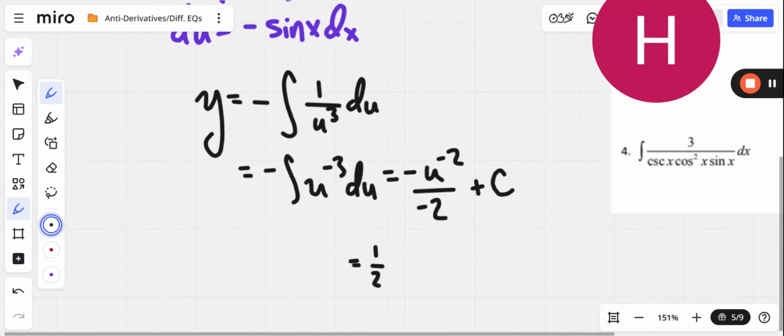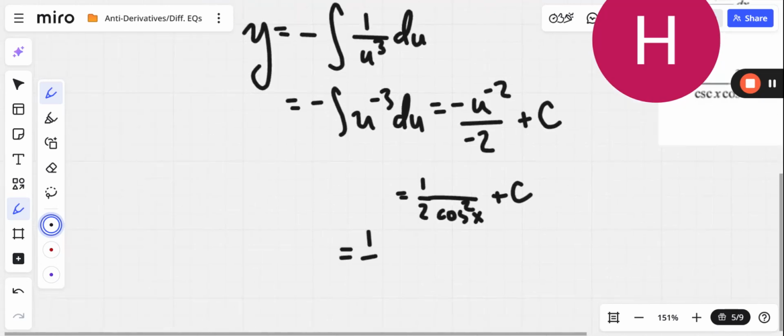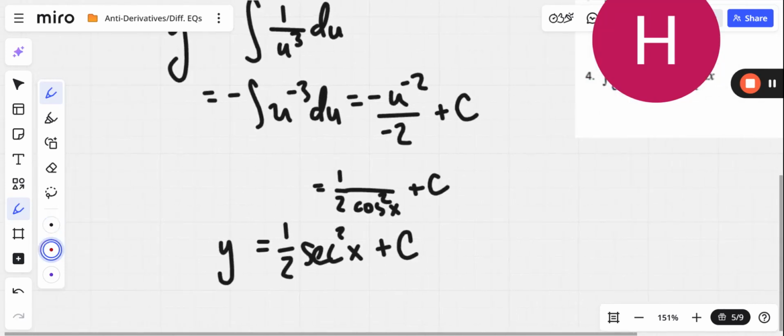1 over 2, u to the negative 2, so I can put cosine squared back in the bottom. And so I could just call this 1/2 secant squared plus c. Okay, that is a valid equation for y. It just isn't a specific equation for y because of that.